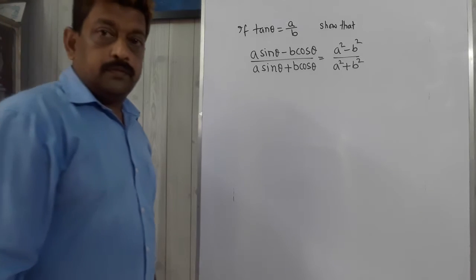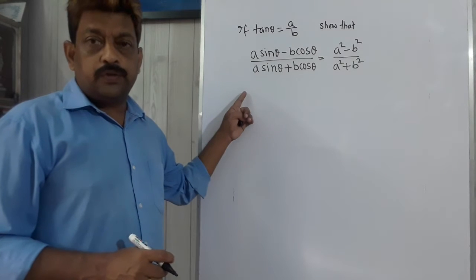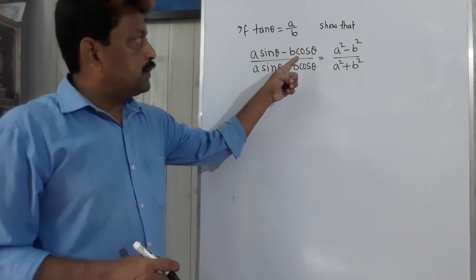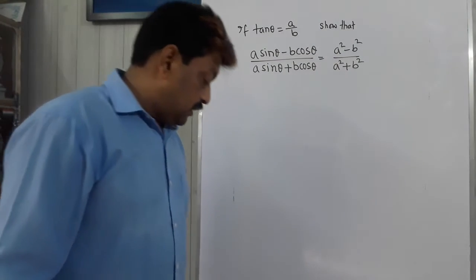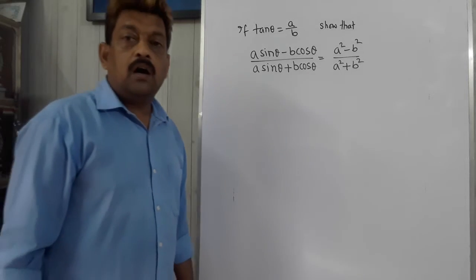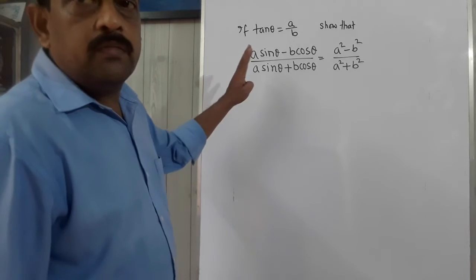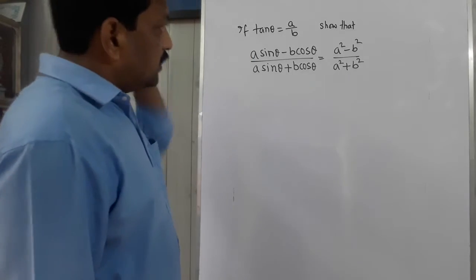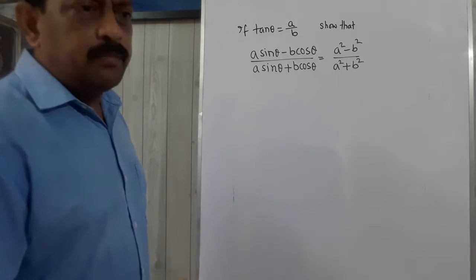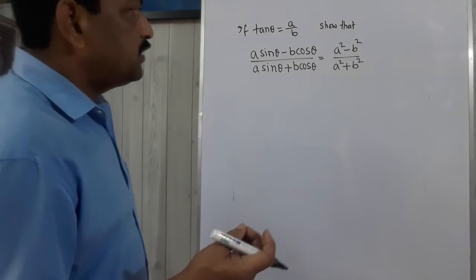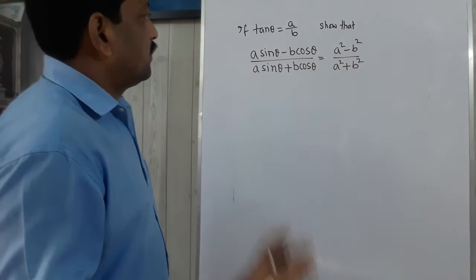Just see the question. It is given that tan theta equals a upon b. So we have to show that a sin theta minus b cos theta by a sin theta plus b cos theta equals a square minus b square upon a square plus b square. Okay, so this sum is important because it is a little bit difficult, but not so hard. You can do it.